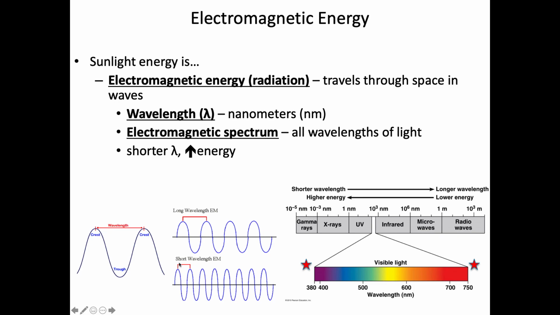However, if we have a short wavelength, then in the span of 1 second, more wavelengths, more cycles, pass through. So this would have a higher frequency and higher energy, whereas this longer wavelength has less energy.